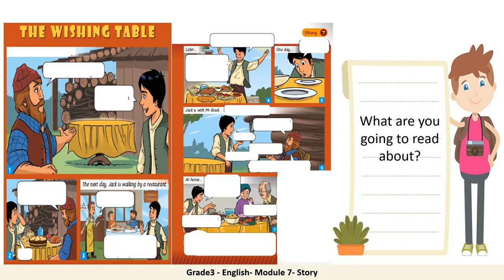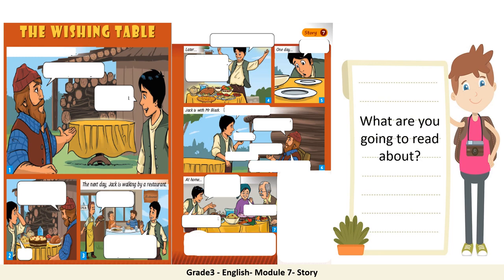Well, in this part of the lesson, I want you to find the main idea of the story. How are you going to do so? It's by reading the title of the story. Can you read it? Great! The wishing table. And also by looking at the pictures. As for me, I can see a man with a blue shirt. What about you? Well done!